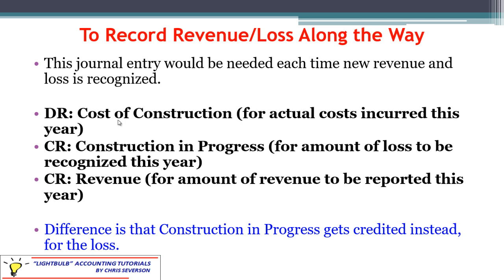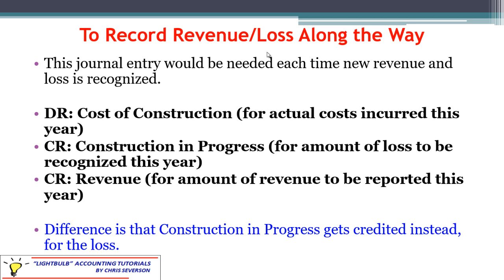But two of these three pieces of this entry are always going to be the same. You still debit the cost of construction for actual costs that year. You still credit revenue for the revenue that year. Now the difference is, instead of debiting construction in progress like we did in the last slide for a profit, now we have to credit it for a loss. That's the key thing. That's how you record the loss.